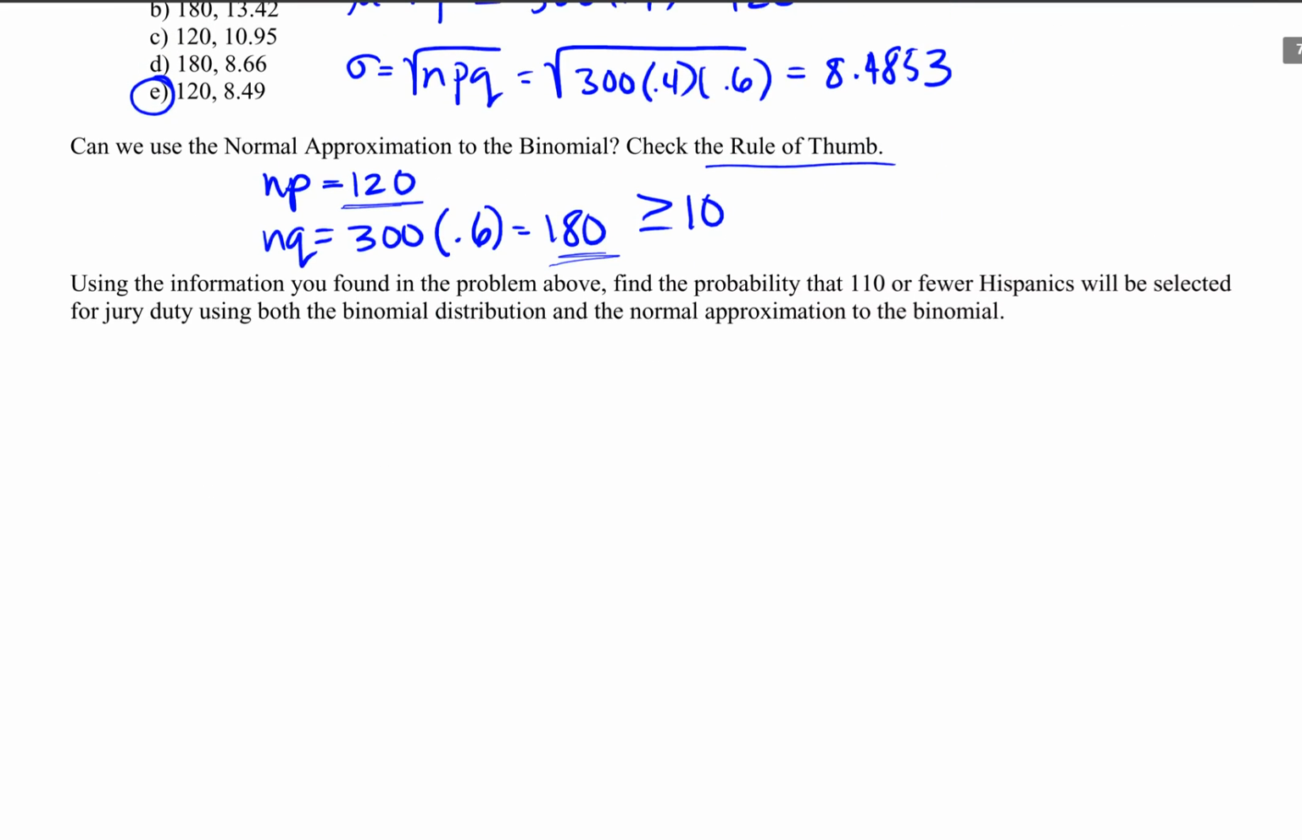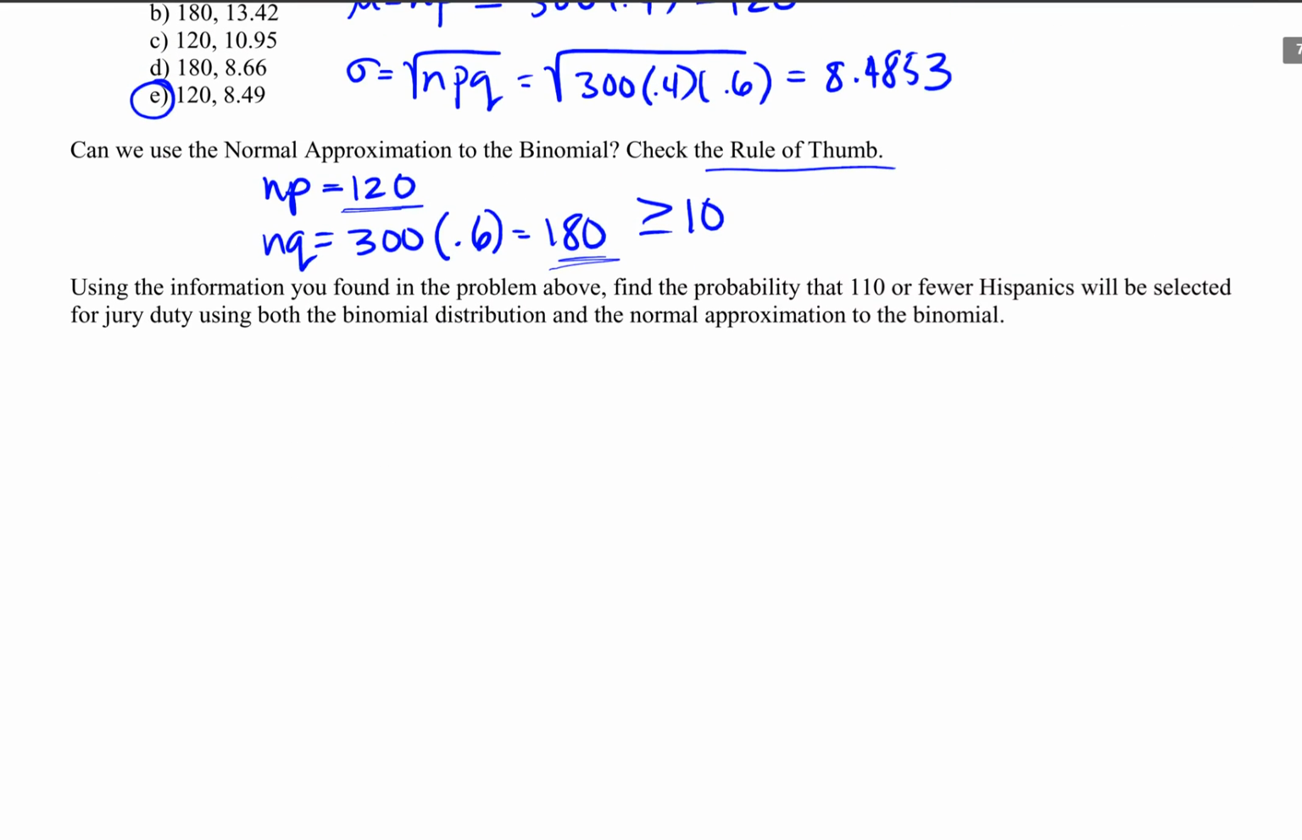So now that we have all this information, it says, let's find the probability that 110 or fewer Hispanics will be selected using both the binomial and the normal approximation. First we're going to do this with the binomial, because truly, this is a binomial. When we use the normal, we're approximating. We're going to get something that's an estimate. So with the binomial, we're looking for the probability that the number of people in the jury pool who are Hispanic is less than or equal to 110.